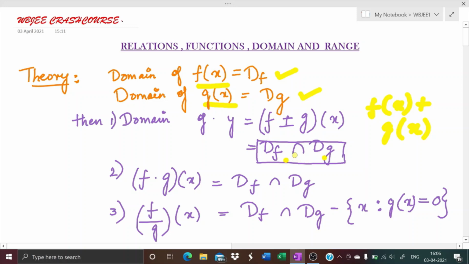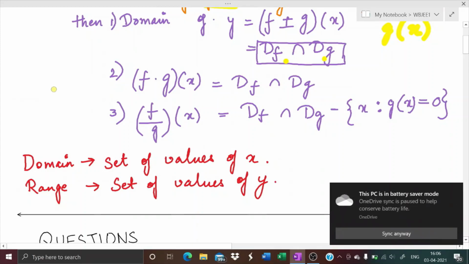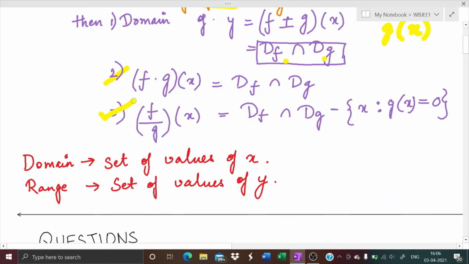Okay, similarly, if you have to find the product of the two functions, then you will be taking again the intersection. And if you are being given in the division form f of x by g of x, then also you have to take the intersection, and from the domain of g you have to remove all such values of x where g of x is 0, because otherwise this would be undefined. Okay, good.